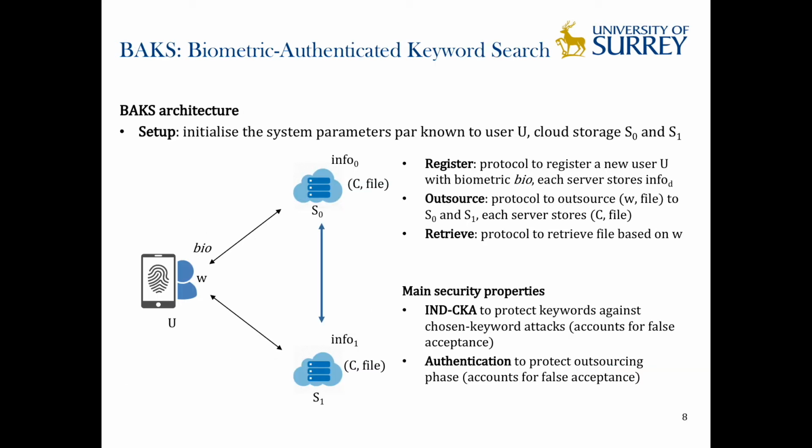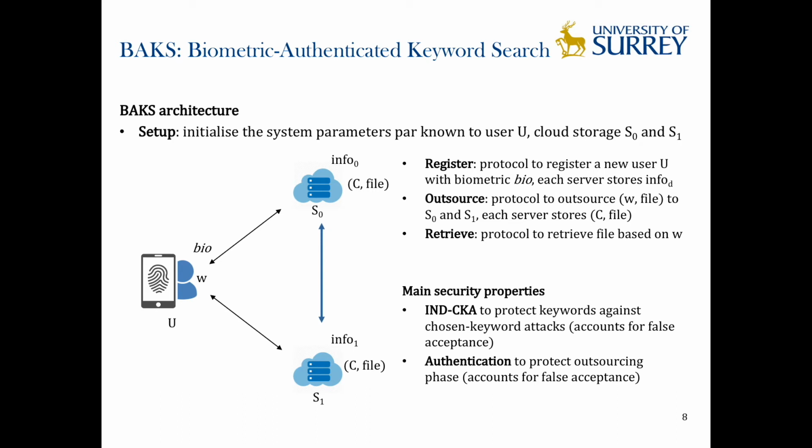Biometric Authenticated Keyword Search. Here we have the model for our BACS scheme. The basic architecture comprises three entities, the user and two servers, and is formed of three processes: register, outsource, and retrieve. A user runs register with both servers where they submit a commitment to a fresh biometric sample and secret share a cryptographic symmetric key.